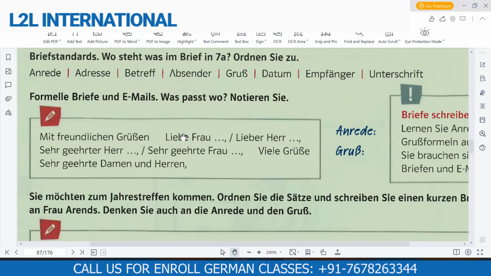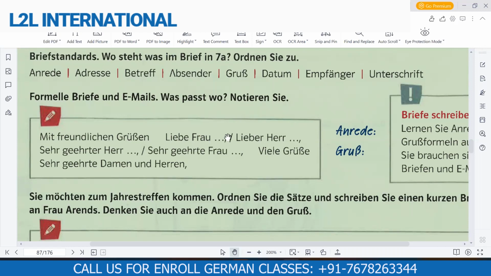But if you are sending this letter to a college principal, your principal or something, then you would not be using this because this is something informal. So for that, you would be using sehr geehrter Herr, sehr geehrte Frau. Sehr geehrter means respected ma'am, respected sir. So for formal, you would be using this. And for informal and semi-formal, you would be using this.